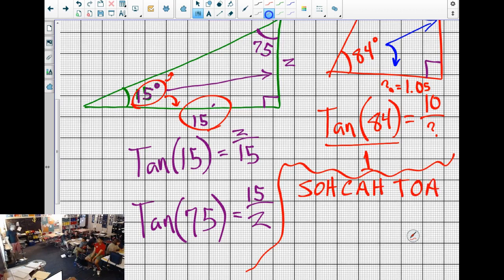SOHCAHTOA tells you the order. Sine, top, bottom. Cosine, top, bottom. Tangent, top, bottom. So for cosine of 15 degrees, because we know it, is the adjacent side of 15 over the unknown, what we're trying to solve for, hypotenuse. And we just solve the ratio, the proportion.